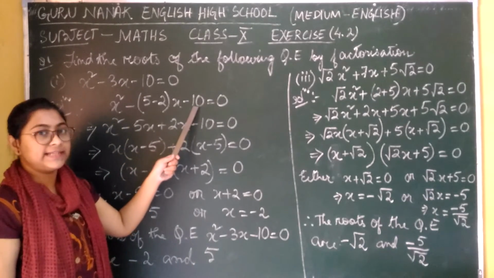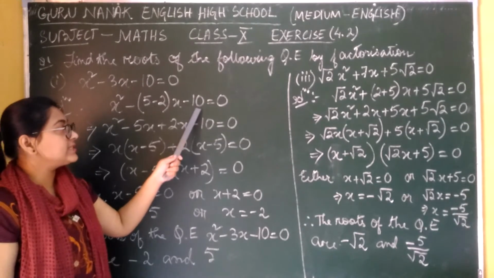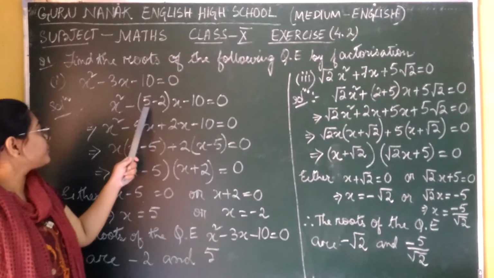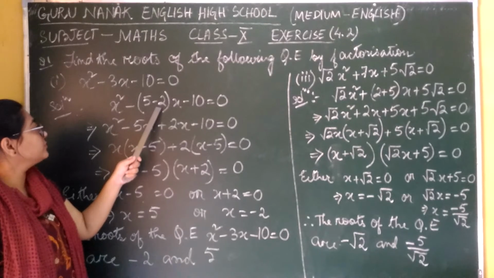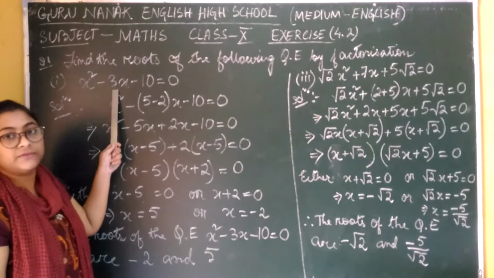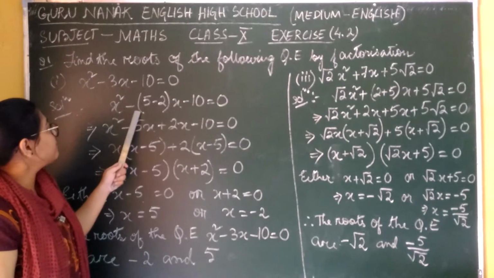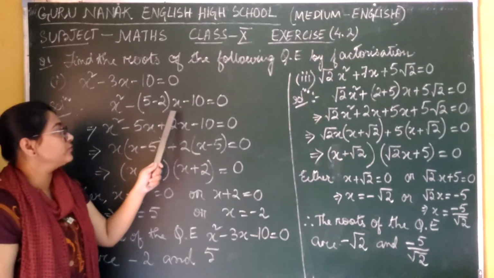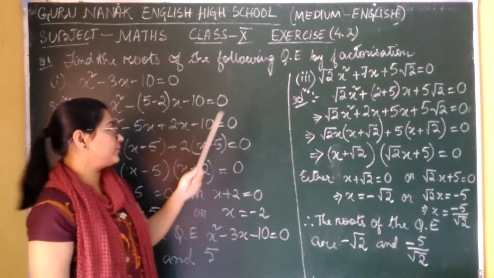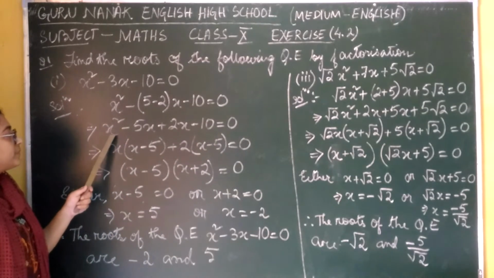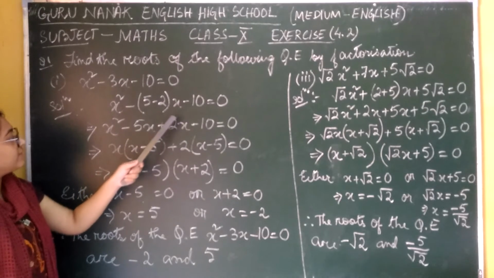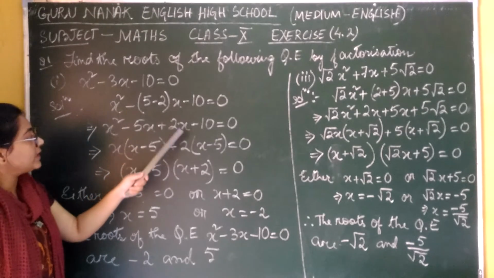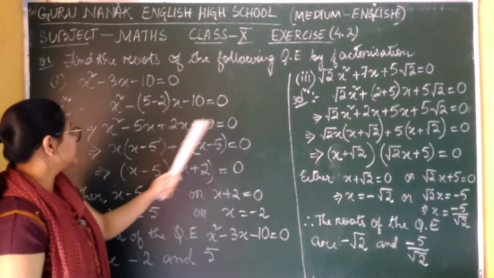First we have to factorize 10. If we factorize 10, we get 2 and 5 as the factors. Now you see 5 minus 2 will give us 3. So we will break this and write 5 minus 2 in place of 3: x squared minus (5 minus 2)x minus 10 equals 0. Now if we open up the bracket, in the next step you can see x squared minus 5x, and minus into minus is plus, 2 into x, 2x, minus 10 equals 0.